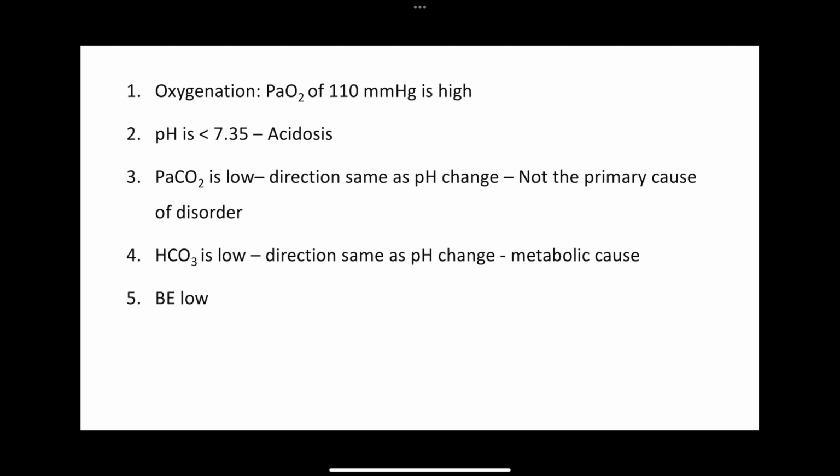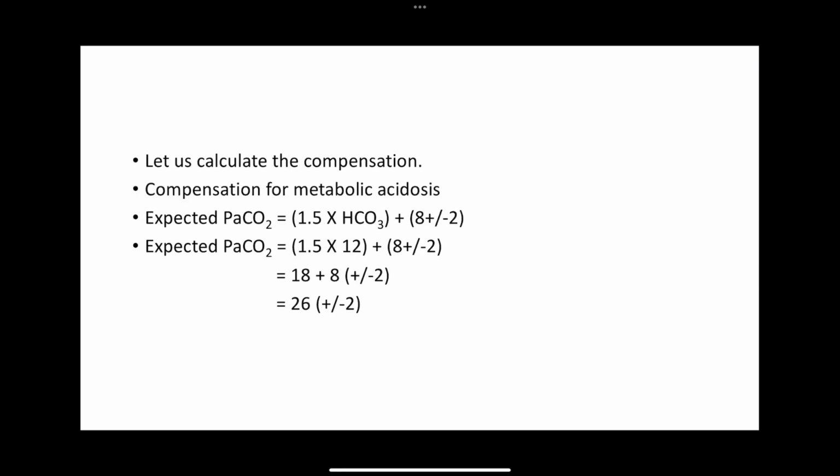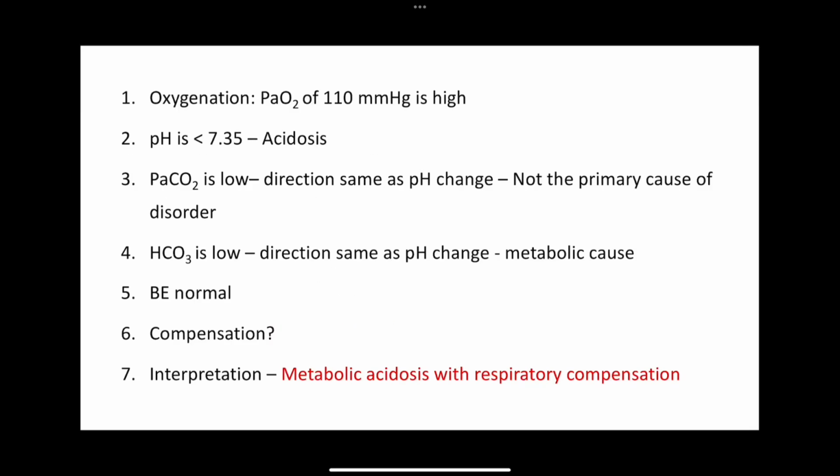So now let us try to calculate the compensation. For metabolic acidosis, the expected PaCO2 can be calculated using this formula, using the value of HCO3. So the result comes to around 26 plus or minus 2, which is the same as the PaCO2 we have seen. So thus it is compensated. So it is metabolic acidosis with respiratory compensation.